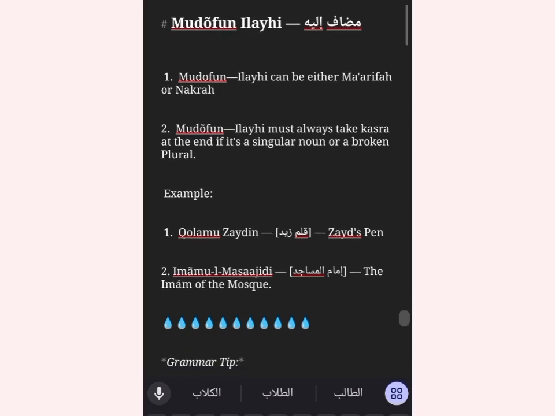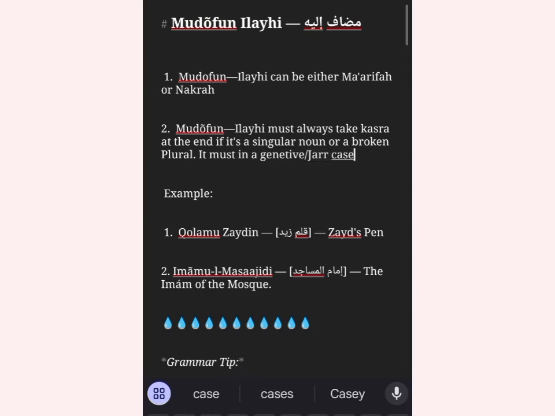Okay, that's taken. Number 2, mudaf ilayhi must always take kasra at the end if it is a singular noun or a broken plural. So there's another thing to identify your mudaf ilayhi. If it is a singular noun, it must be in a jar case. Generally, it must be in a genitive case. Genitive case or jar case. It must be in a jar case.